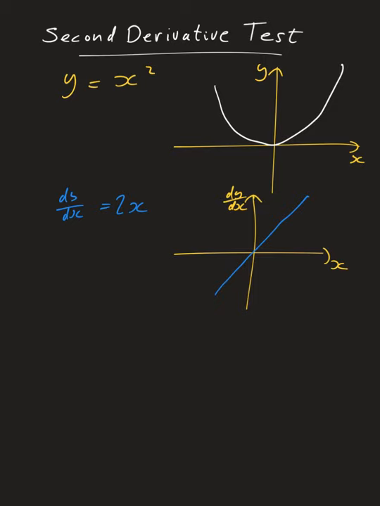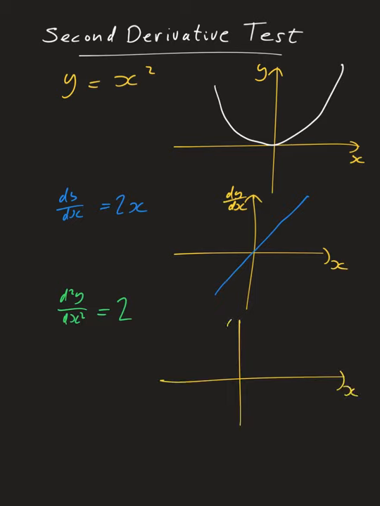So we can differentiate that blue line again and get the second derivative. That is d2y/dx squared. I differentiate 2x and I just get 2. So if y equals x squared, the first derivative, dy/dx, is 2x. The second derivative, d2y/dx squared, is 2. So I can plot that out. That's just a constant.